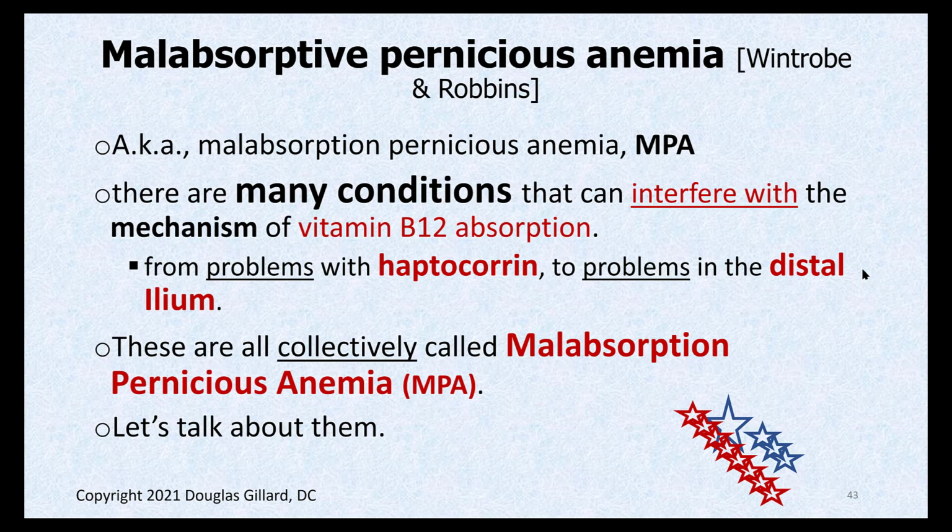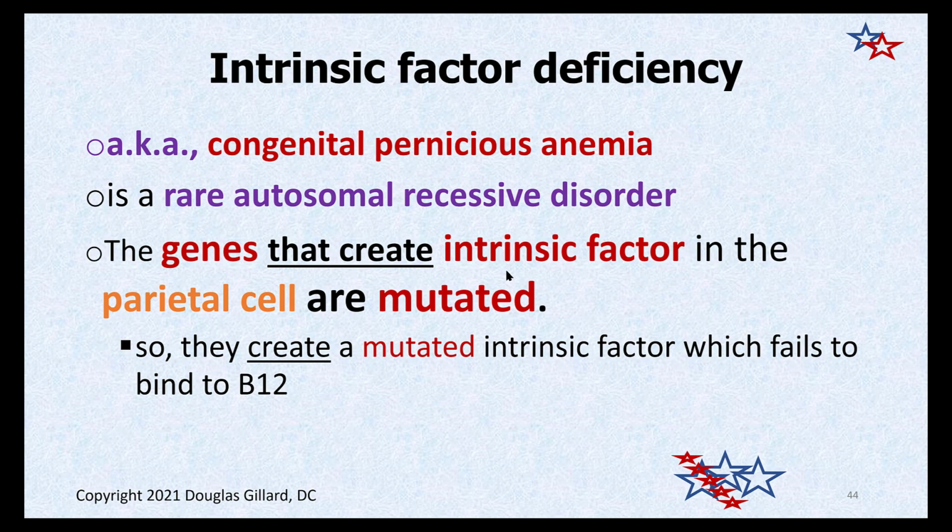Here's the third type of pernicious anemia. This one's called malabsorptive pernicious anemia, and there's a lot of members to this family. So many conditions can interfere with vitamin B12 absorption, from problems with haptocorrin, and now you have to go back to that lecture. That's why I gave you that in-depth lecture on how vitamin B12 is absorbed. But you can have gene mutations, so you don't make a proper haptocorrin, CBAM receptors. So all these things are collectively called malabsorption pernicious anemia. Not an autoimmune attack, though. Autoimmune doesn't fall into this category.